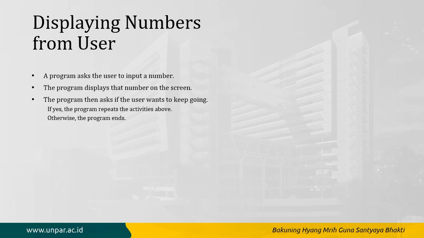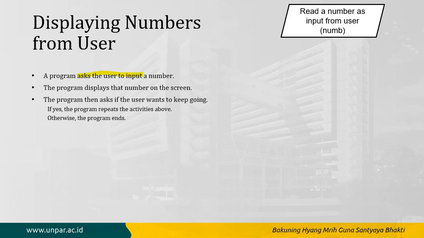So let us start just by following what the problem says. The problem says first that the program asks the user to input a number. So we just draw a parallelogram to represent an input. And then we say read a number as input from the user. Do not forget to add the variable name here. So I'm using the variable name num to represent the number that a user inputs to the program.